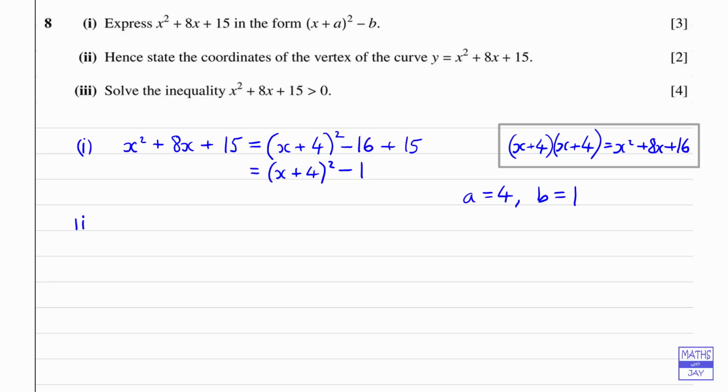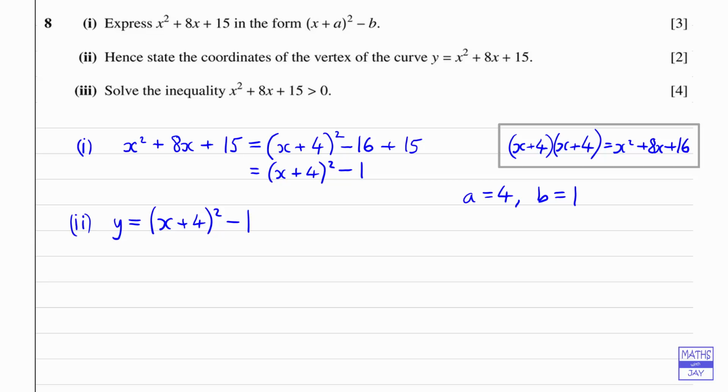And then notice that in part 2, we are being told that we have to use this result. So it's the word hence that tells us that. That's telling us to use what we've just done. So there are other ways to find the coordinates of the vertex of this curve, but we've got to use the completed square form. So in part 2, we've been given y is equal to x squared plus 8x plus 15, but of course we've just written that as x plus 4 all squared, take away 1.